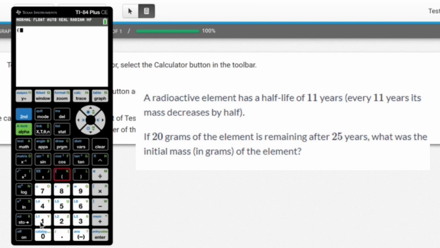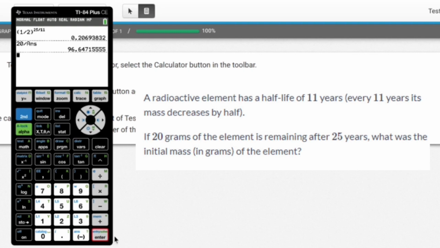First thing I need to do is figure out what 1/2 to the 25 over 11th power is. So I'm typing that out, 25 over 11, if I can just type and not make a little typo. It's going to give me that number right there. Now I'm going to take 20 and divide it by that number. I can do that by hitting second and then that little negative symbol, which uses the whole number so I get a more accurate answer, which gives me that right there.